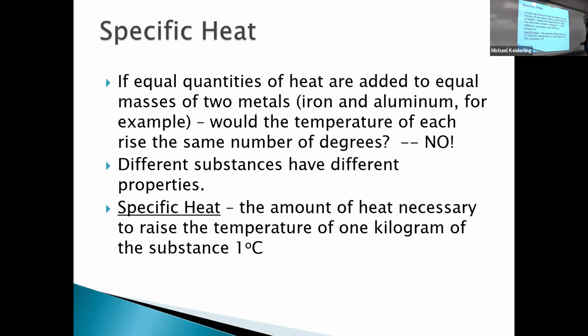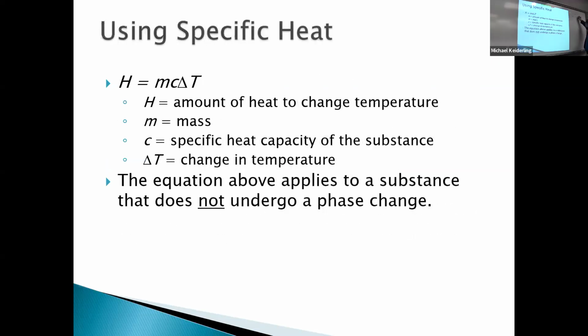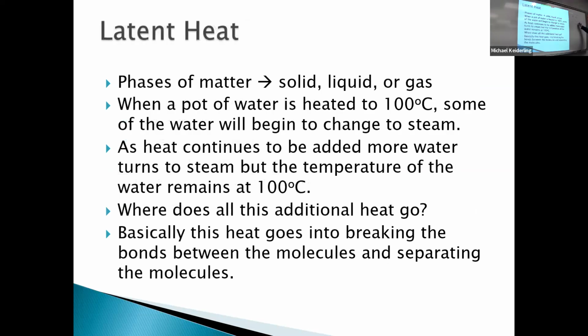The heat required to warm something or cool it is the mass times the specific heat capacity times the change in temperature. And this is what applies when a substance does not undergo a phase change. With a phase change, the heat required for a phase change is mass times latent heat.